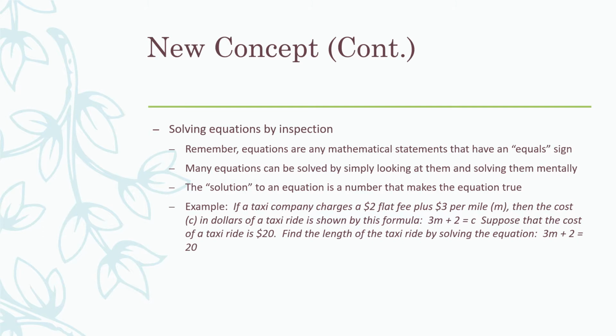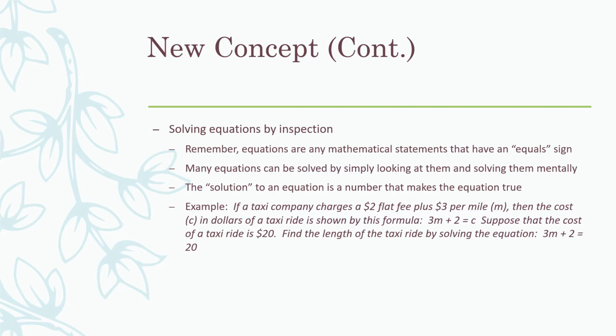If a taxi company charges a $2 flat fee plus $3 per mile, which we'll use the letter M for how many miles there are, then the total cost, which we'll use C, in dollars of a taxi ride is shown by this formula: 3 times M, the number of miles, plus the $2 flat fee equals C, our total cost. Suppose that the cost of a taxi ride is $20. Find the length of the taxi ride by solving the equation.